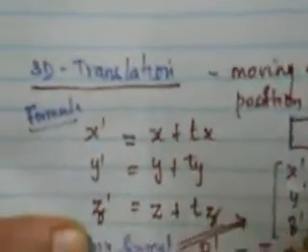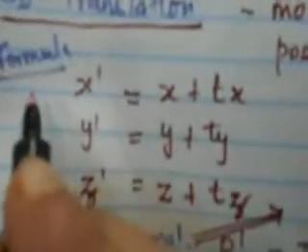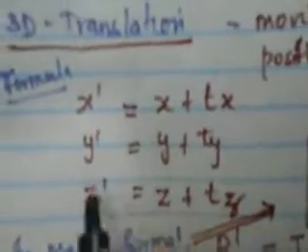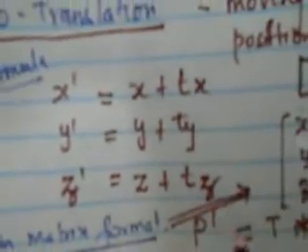So 3D translation: moving a 3D object from one position to another position. See here the formula. As we have written for two-dimensional translation, x dash is equal to x plus tx, y dash is equal to y plus ty, z dash is equal to z plus tz.